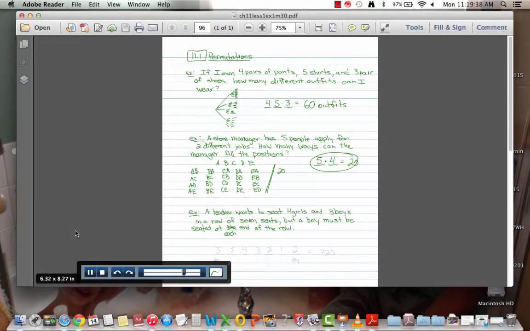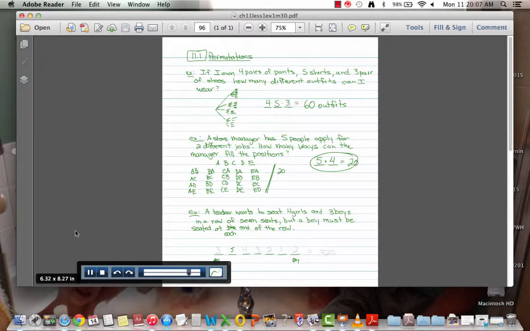Last part of this says a teacher wants to seat 4 girls and 3 boys in a row of 7 seats, but a boy must be seated at each end of the row. Sorry, I scribbled out the and put each there, but we need to have a boy at each end. So one way to do this would be to literally draw out your 7 seats. Simplified would be 1, 2, 3, 4, 5, 6, 7, just 7 spaces. We do need to have a boy here and a boy here. Other than that, we have no restrictions on who must go where.